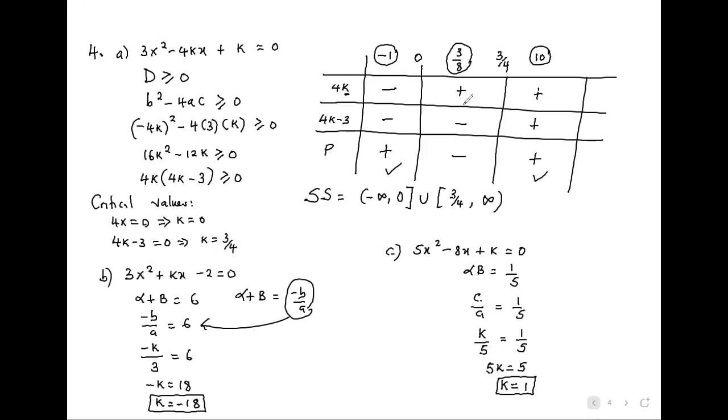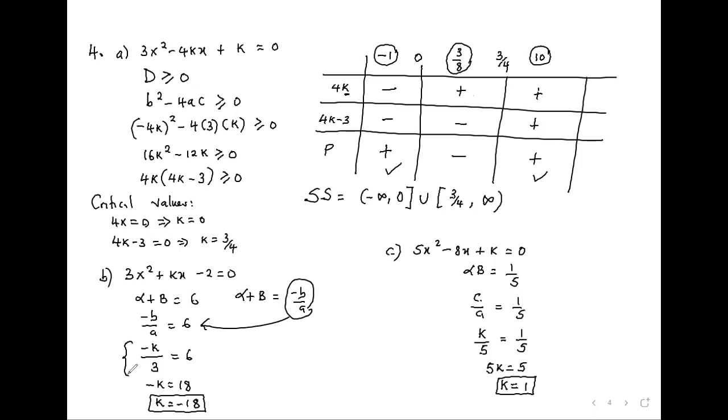You said alpha plus beta is equal to -b/a, which is equal to... I didn't get where you said -k/3, minus k over 5 or minus k over 3 here.